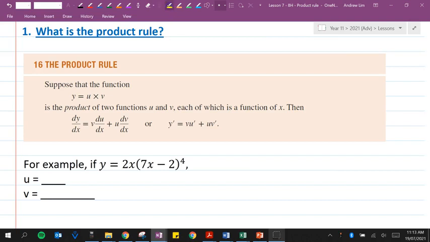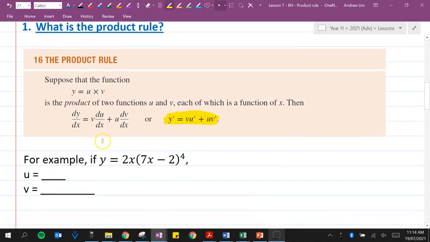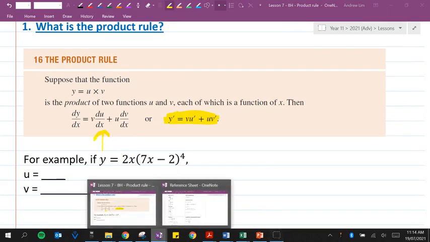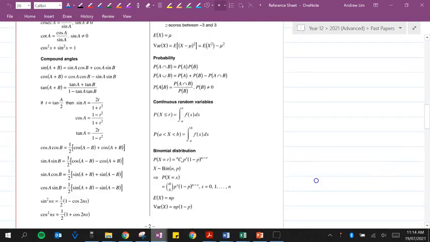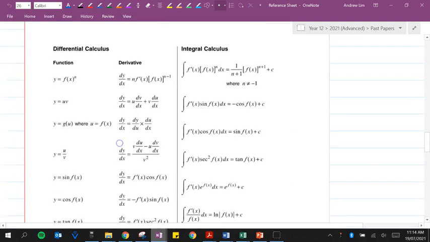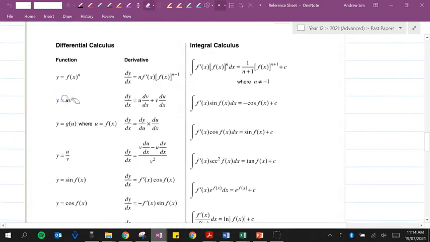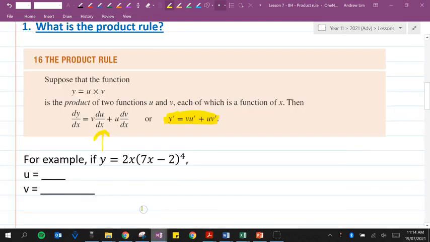Now I like to use the second one. In your formula sheet, you actually have that version. So let me show you what it looks like. So here's our formula sheet. And if we scroll down to differential calculus, we've got it here. When y is equal to u times v, dy dx, or y dash, is equal to u times dv dx plus v times du dx. Now, I don't like to use this. I prefer it if you just memorize the one that I've highlighted here. Y dash is equal to vu dash plus uv dash.